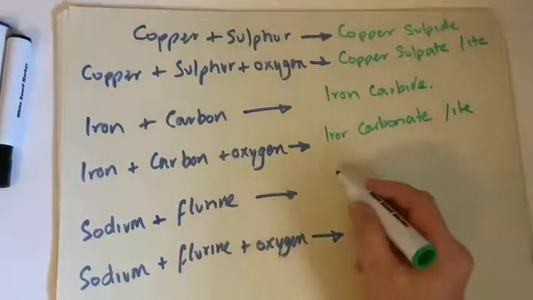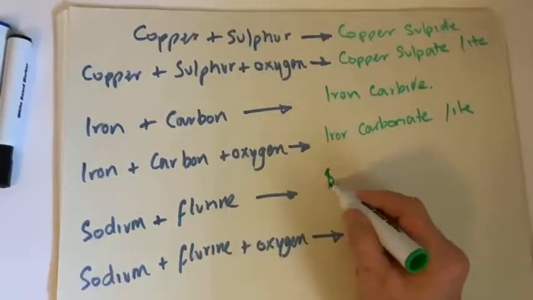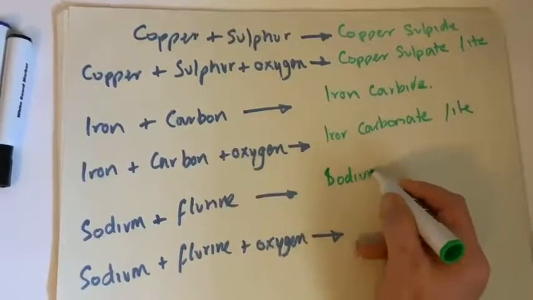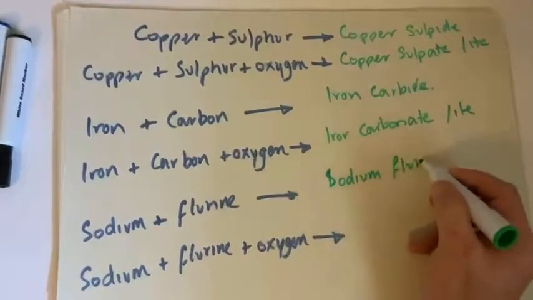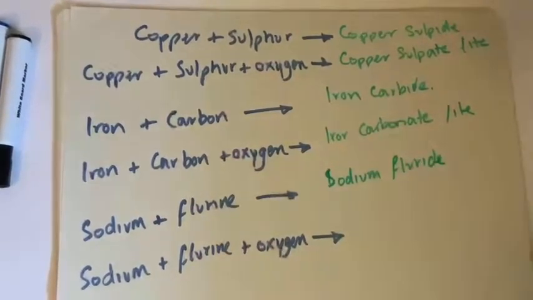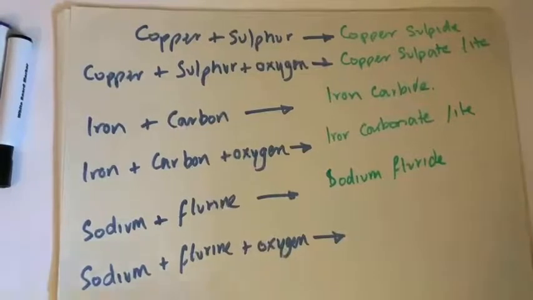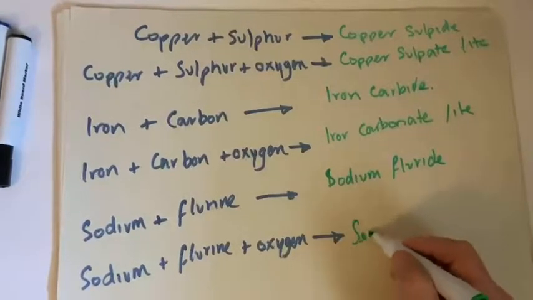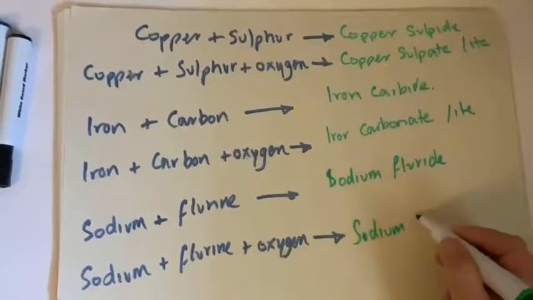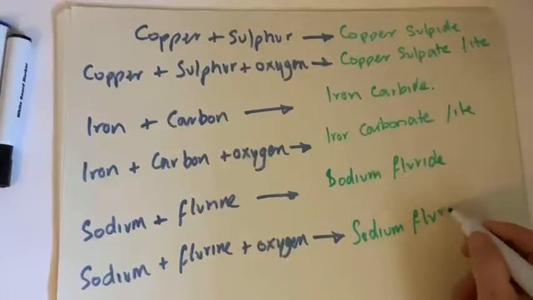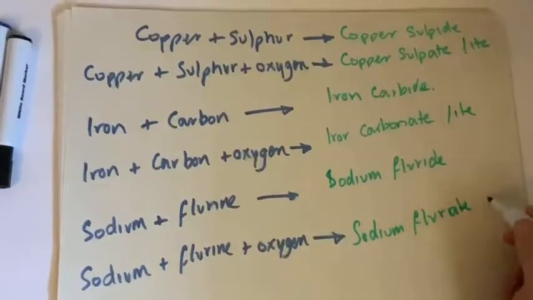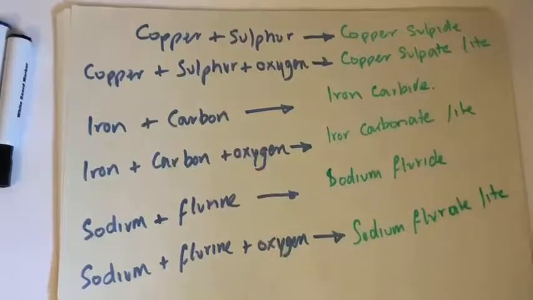Sodium plus fluorine will give us sodium fluoride, but sodium plus fluorine plus oxygen will give us sodium fluorate or "-ite", depending on the amount of oxygen that's present.